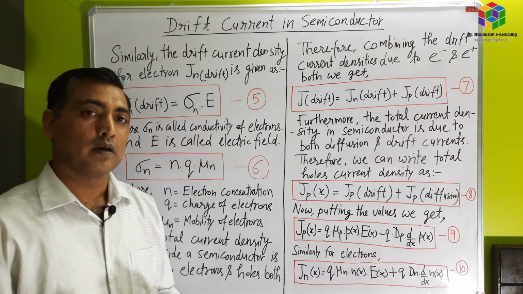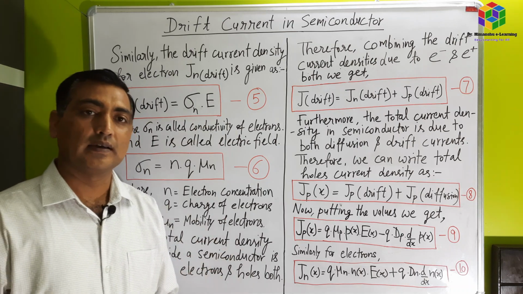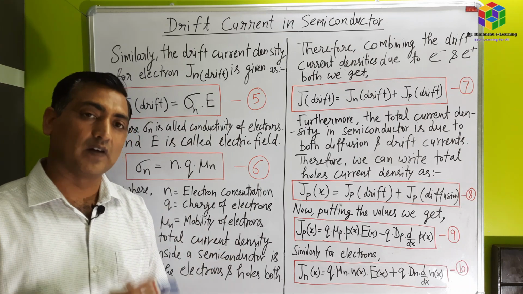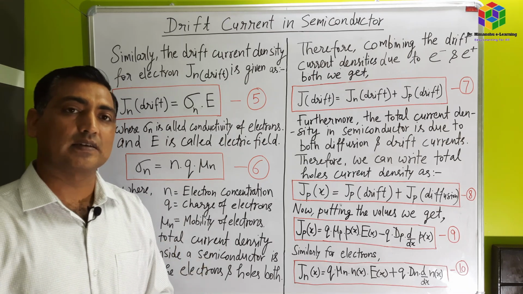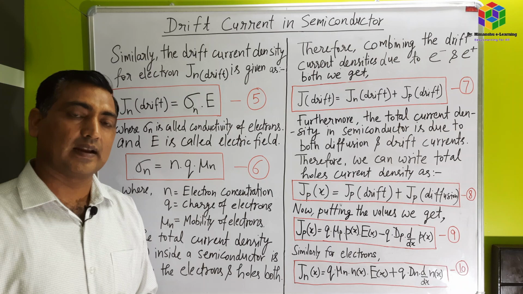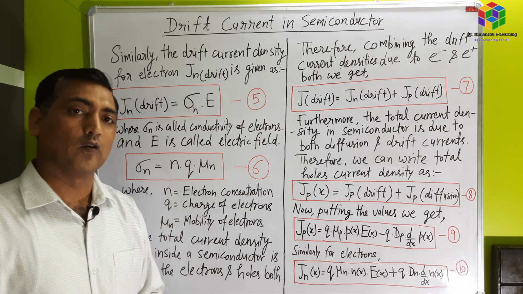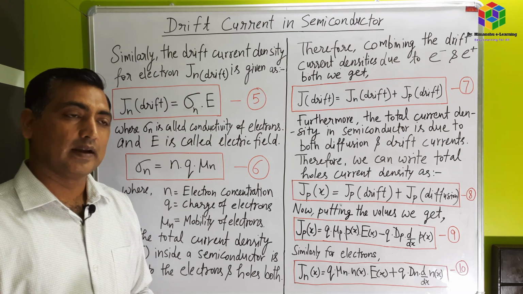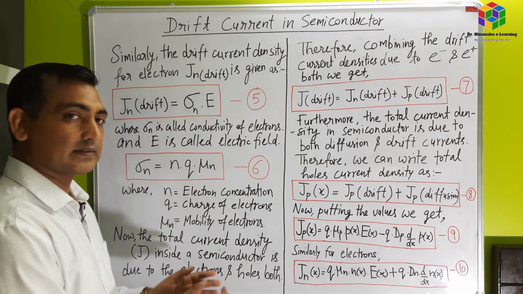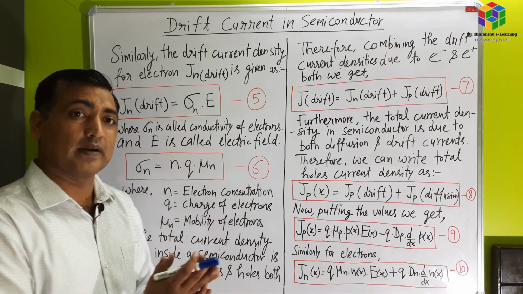Now the practical utility of diffusion and drift current is in the fabrication and working of electronic devices. For example, a transistor has emitter, base and collector. The diode has two terminals, anode and cathode. When current flows inside electronic and semiconductor devices, it is always due to both electrons as well as holes. So drift and diffusion components both are there.